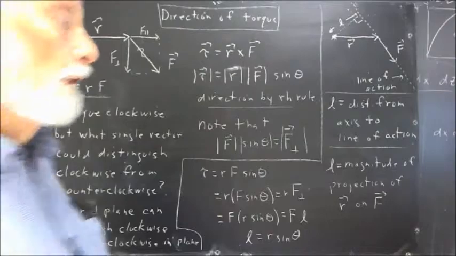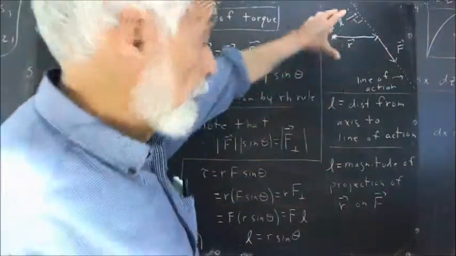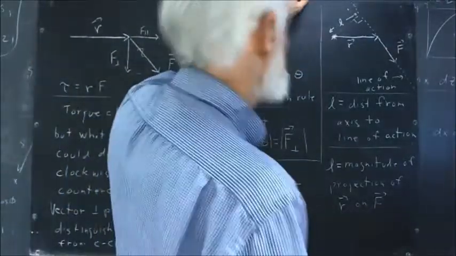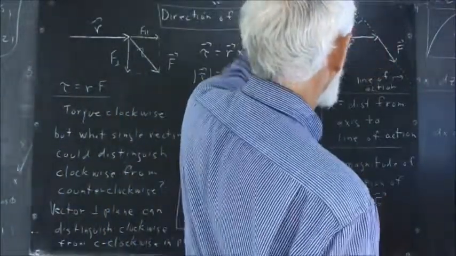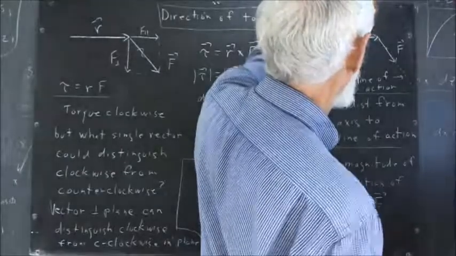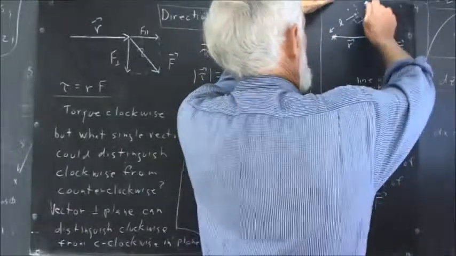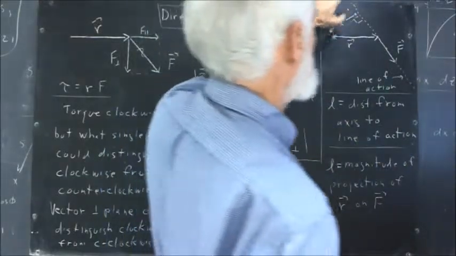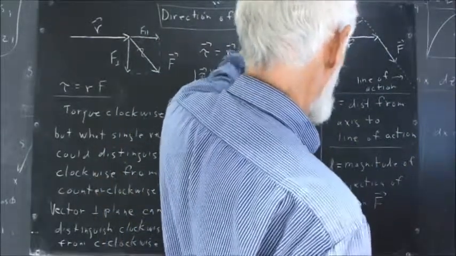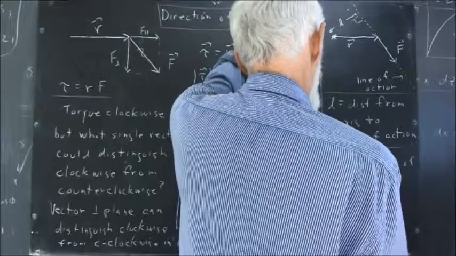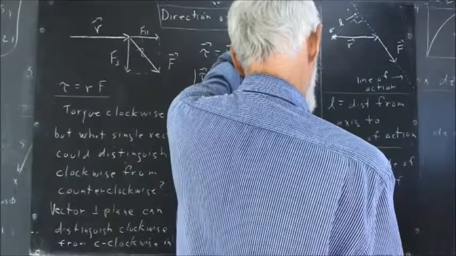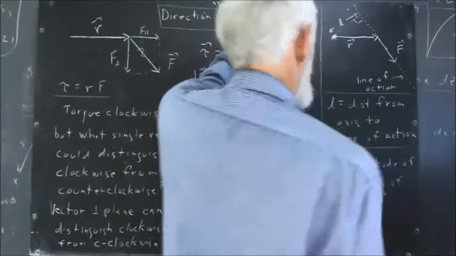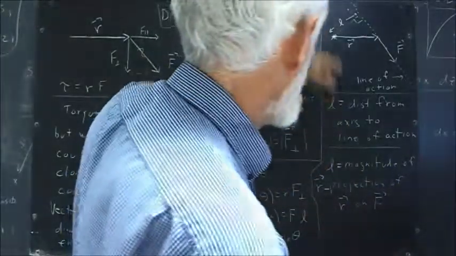You might have detected a little uncertainty in my voice, and I was looking at this to make sure I said that right, and I found that I didn't. The projection of the r vector on the f vector would be here. So there's the projection of the r vector on the f vector. We subtract that projection from the r vector, so L would be the magnitude of r minus the projection of the r vector on the f vector.